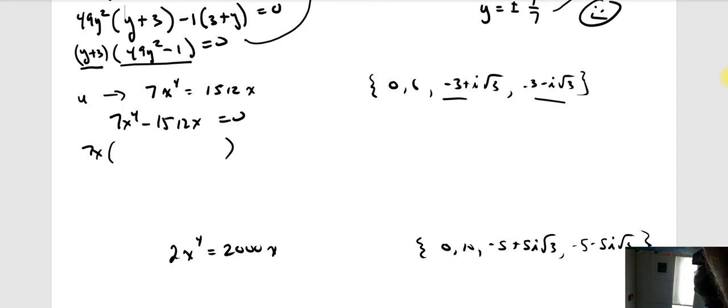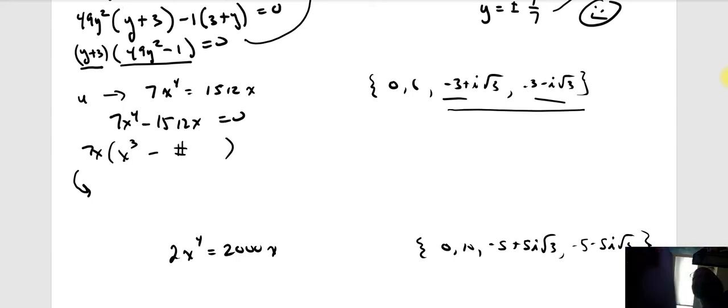Pretty sure this will be divisible by 7. Here you're going to have an x to the 3rd minus a number, right? This is now going to be the difference of two cubes. So you're going to do another factor, and you'll end up with a quadratic. And then the quadratic is going to yield these two terms.